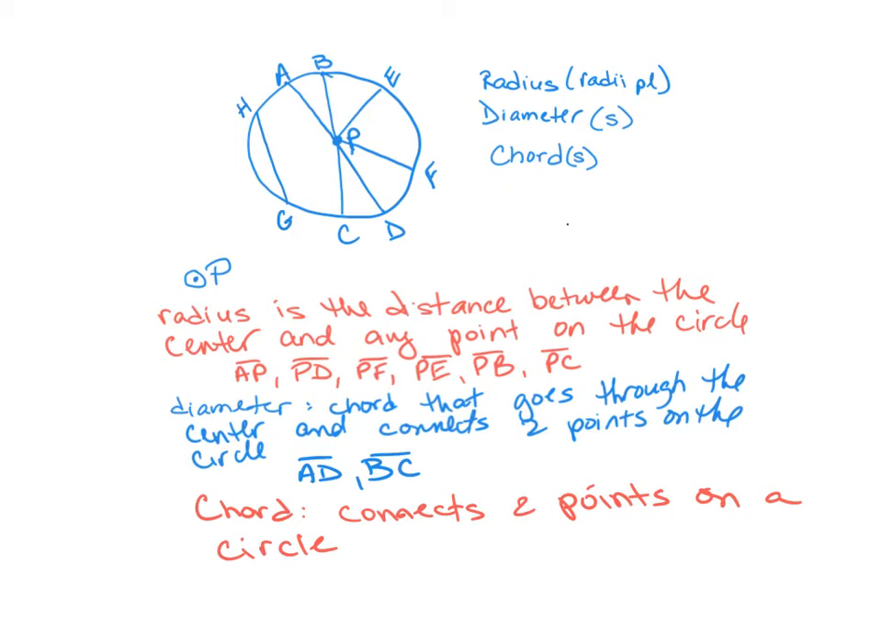Okay, so the diameters AD and BC connect 2 points on the circle. What other chord is there depicted in this picture? HG. If AP equals 6, what is the measurement of PF? 6, because all the radii have the same measurement.